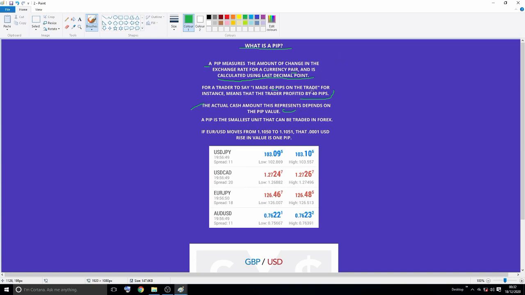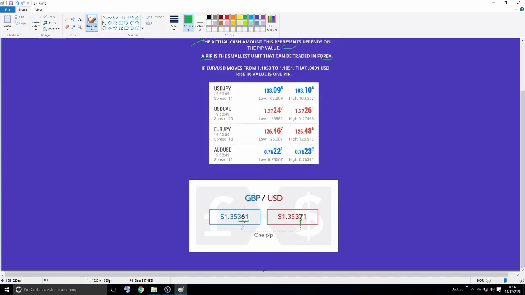So if you made 40 pips and one pip is equal to $1, that means you have made $40 that day. A pip is the smallest unit that can be traded in forex. So a pip is the smallest unit that we can trade. In forex, you are not trading the entire amount. You are trading the smallest unit that you can trade. Those small movements, that's what we are trading.